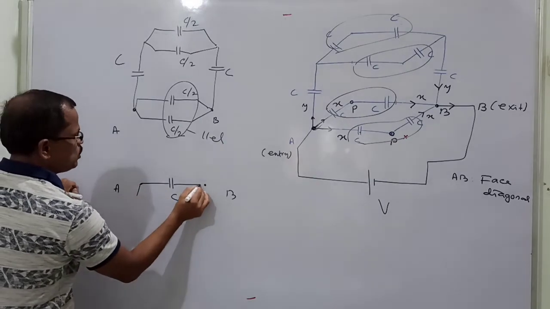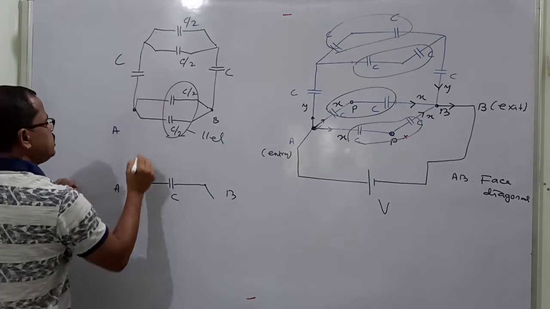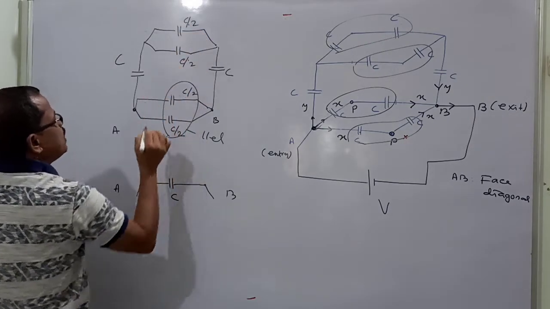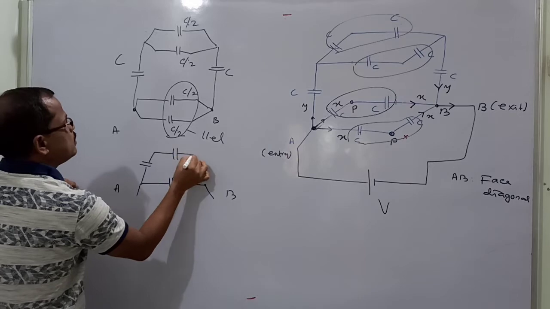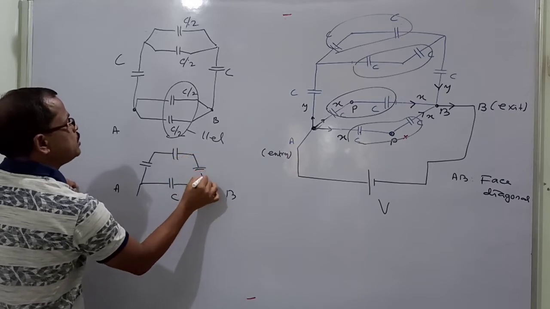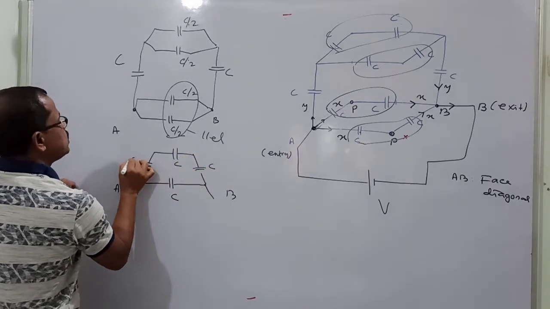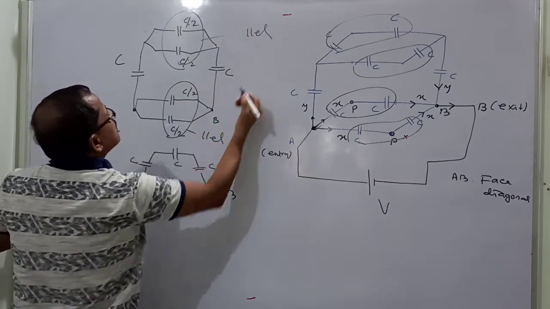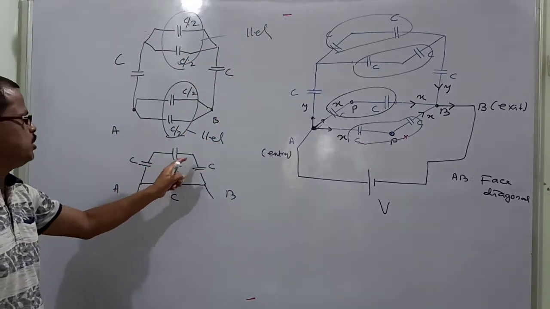This is A point, this is your B point. Again, this is C, so this is C by 2, this is C by 2. It will be C, again it will be C. So C, this is C, this is D, and these two are in parallel. So parallel means direction. So C, C, C.